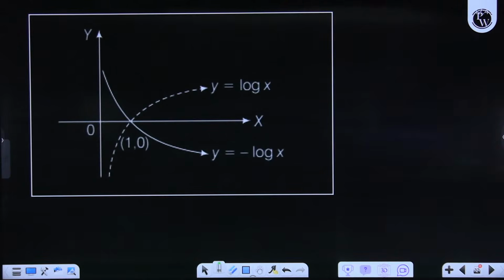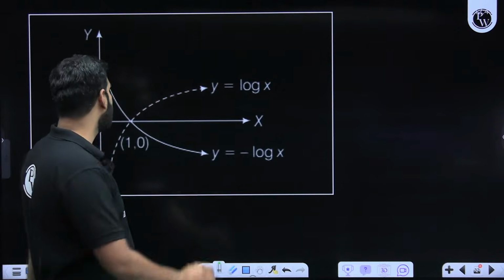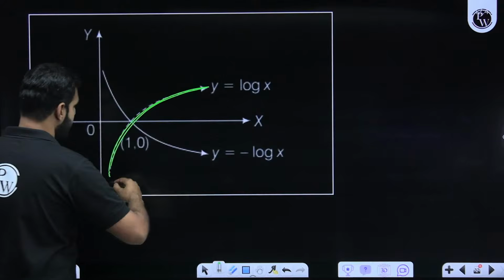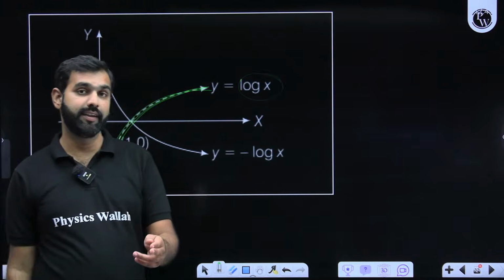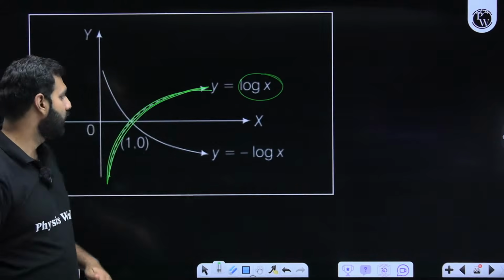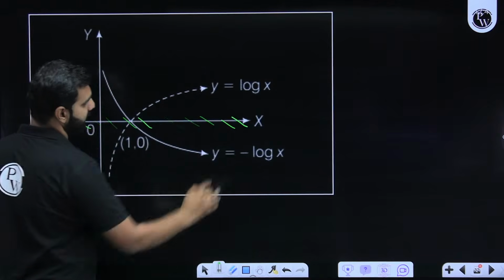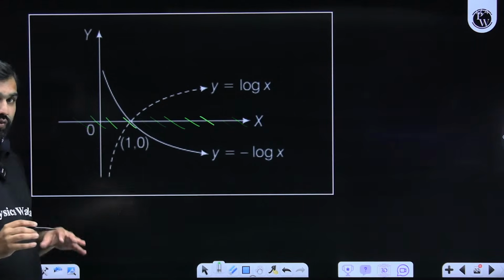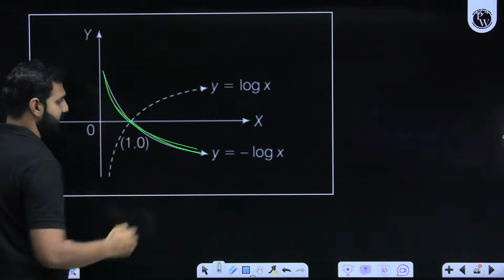Next is when we draw the graph of minus of f of x, which I just stated. So let's say this is the graph of log x. So this is your function log x. And now I'm interested in drawing the graph of minus of log of x. What will I do? I'll take the mirror image of this function with respect to the x-axis. So when you take the mirror image of this function with respect to the x-axis, you draw the graph of minus of log of x.